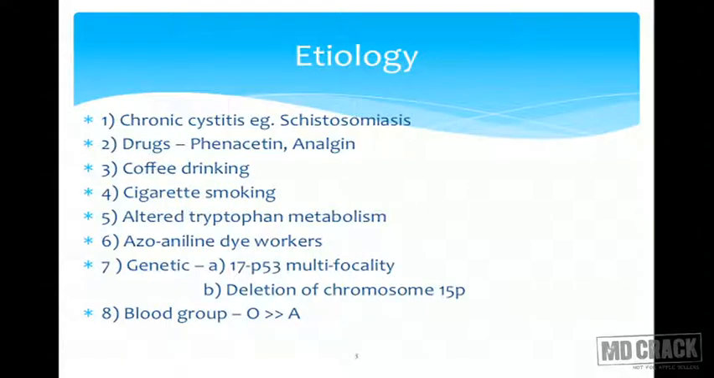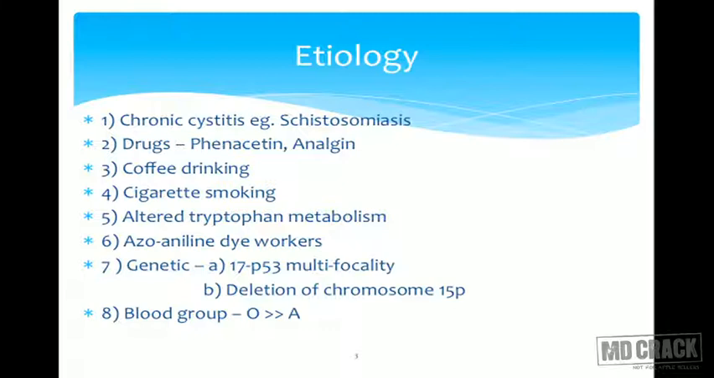Etiology: chronic cystitis, as we have already seen, formed through schistosomiasis, is one of the contributory factors for formation of bladder malignancy. Drugs such as phenacetin, analgin are contributory. Too much caffeine intake by ingesting a lot of coffee is also contributory to formation of CA bladder. Cigarette smoking is also contributory. There is altered tryptophan metabolism that is detected as the etiological factor for formation of CA bladder.